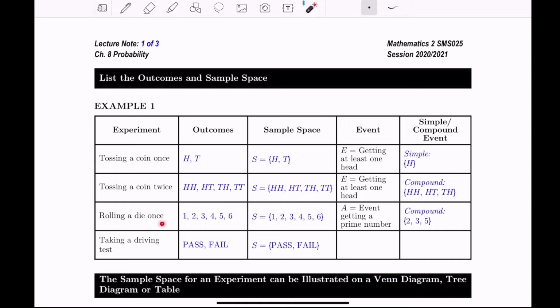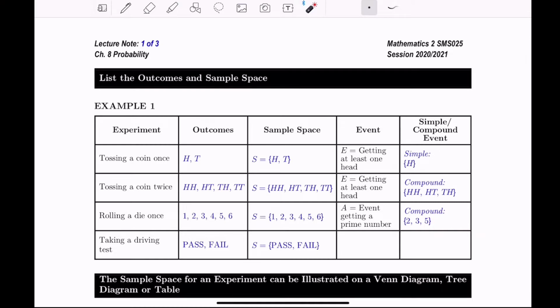The third experiment is rolling a die once. If we roll a die once, the possible outcomes are 1, 2, 3, 4, 5, and 6. So for the sample space, we list all the possible outcomes in the curly bracket. Okay, let's say event A is the event of getting a prime number. So what is a prime number? A number that is greater than 1 and can only be divided by itself. So 1 is not included. Number 2 is a prime number. Number 3 is a prime number. 4 is not a prime number because it can be divided by 2. 5 is a prime number. 6 is not a prime number because it can be divided by either 2 or 3. So the compound event is 2, 3, and 5. We're going to put it in the curly bracket.